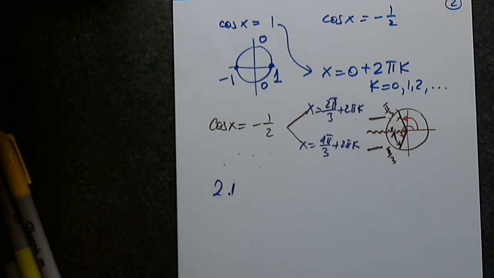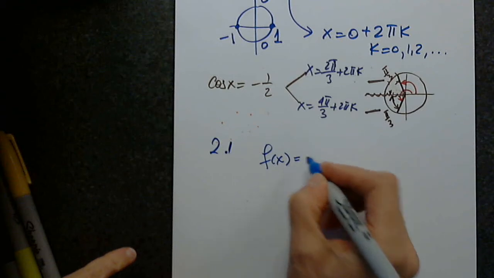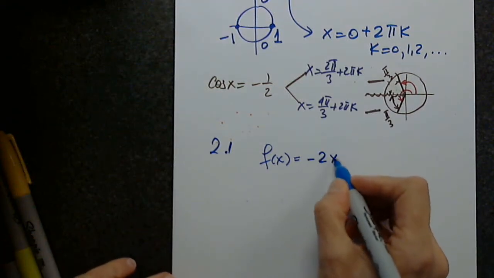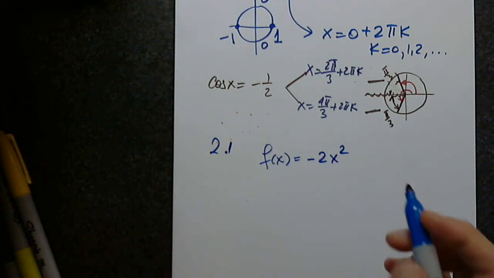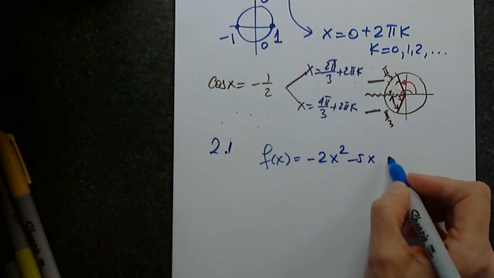In 2.1, we will look at what we looked at last Monday, but a little bit different approach, and this time using some numbers. Okay. So I would like anyone to give me a function. Let's say a quadratic function. Okay, let's say negative 2x squared minus 5x plus 4. Good.